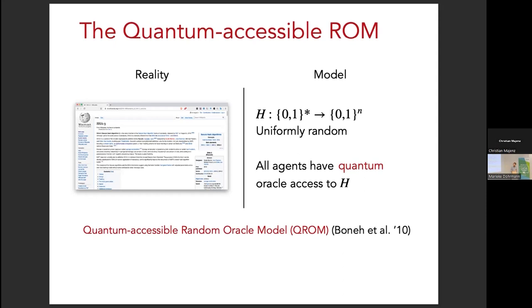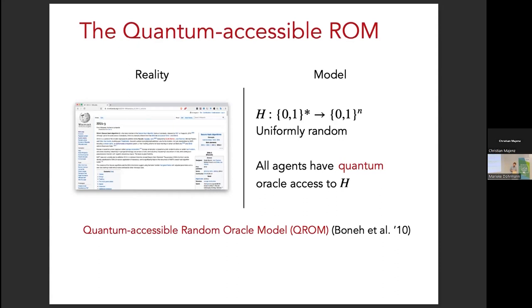So if we are now moving to post-quantum security, we need to consider the fact that this is a publicly specified algorithm which can be implemented on a quantum computer. So basically, the minimum adjustment is that we at least give all agents quantum oracle access to this hash function, or to this random function that we model the hash function with. And this leads to the definition of the quantum accessible random oracle model.